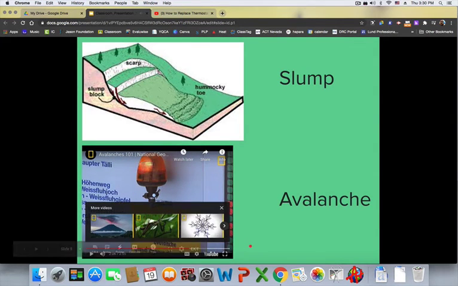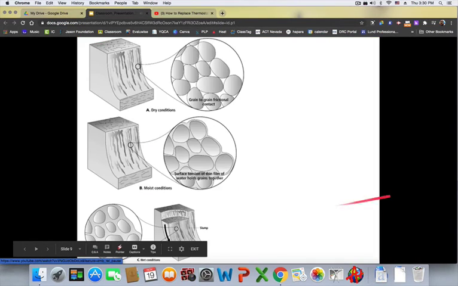Okay, so that's an avalanche there. 80 miles an hour down that hillside, and there's no way that you could get away from that. So, very, very dangerous. I told you that I was going to show you this little section here.